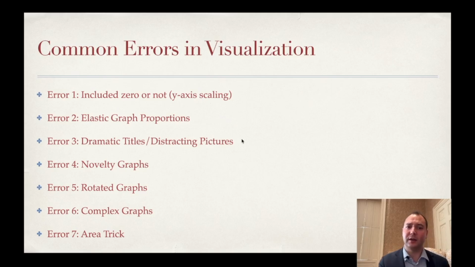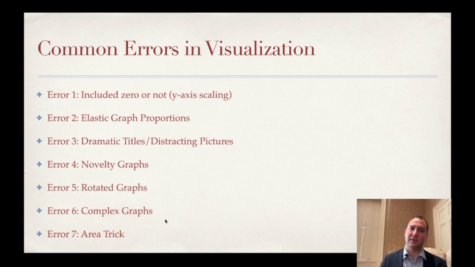Consider what kind of titles or pictures you're using alongside your graph or your visualization. I would recommend against using novelty graphs. Novelty graphs can be distracting if you're using different graphics or three-dimensional graphics when you don't need it. It can be distracting and sometimes difficult to interpret. Rotated graphs, so instead of a column-wise, you might consider using a row-wise, right? The difference between a column chart and a bar chart.